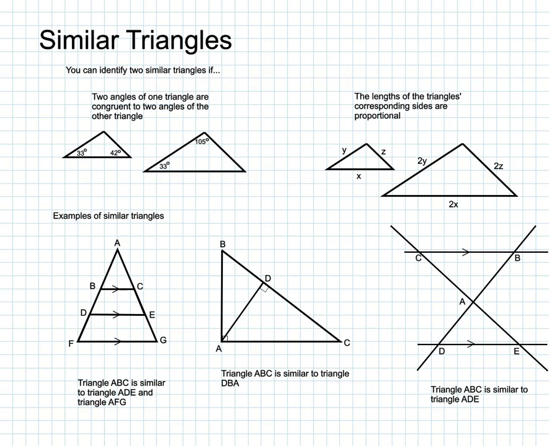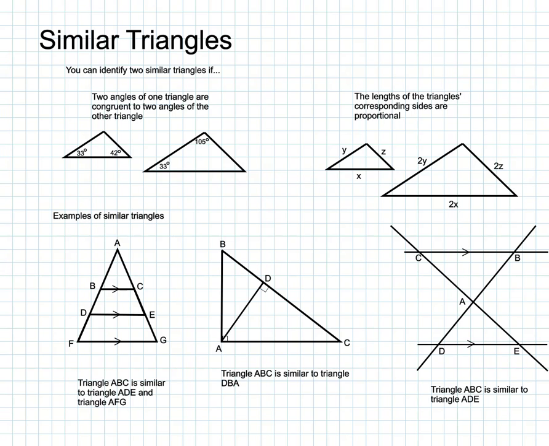The other way to figure out if two triangles are similar is if the lengths of the triangle's corresponding sides are proportional. So in the triangles below that statement, I have one triangle with sides of length x, y, and z, and then in the larger triangle, I have lengths of 2x, 2y, and 2z. Because the corresponding sides have proportional lengths, these triangles are similar.